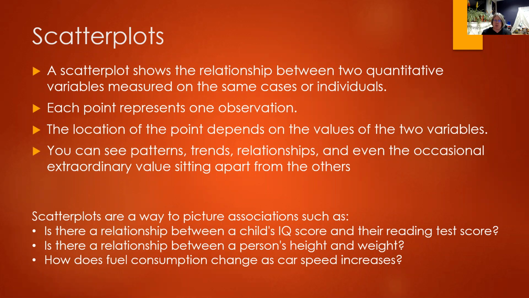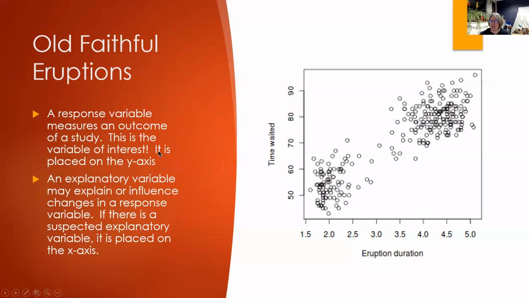And so maybe we're looking at someone's GPA and their shoe size. Okay, that would be two quantitative variables, and each dot would represent one person, and it would have their GPA and their shoe size on there. Okay, so quick example of a scatter plot here.